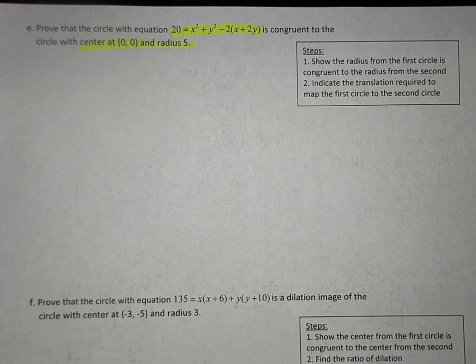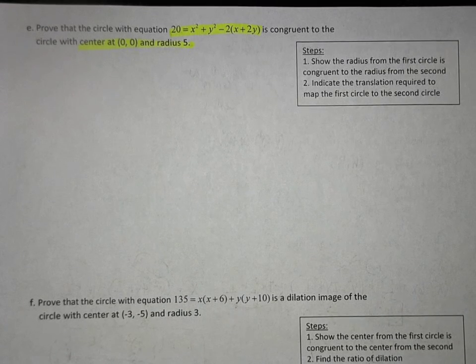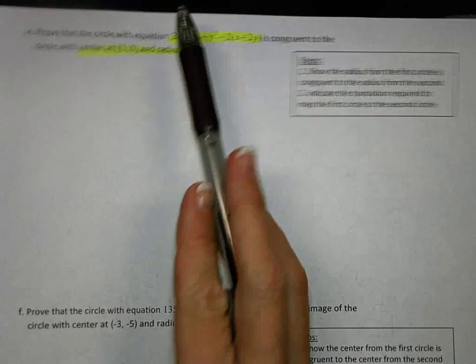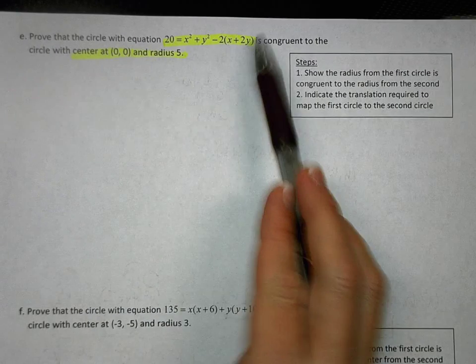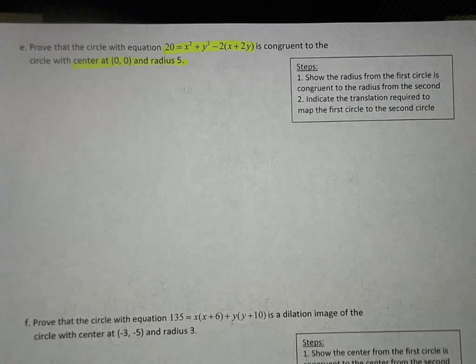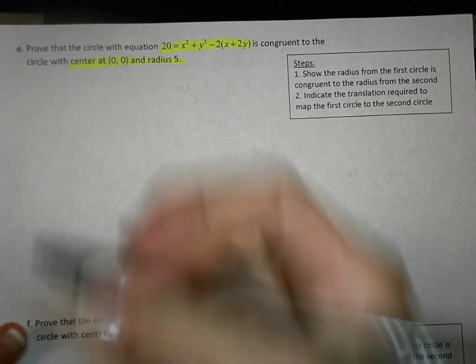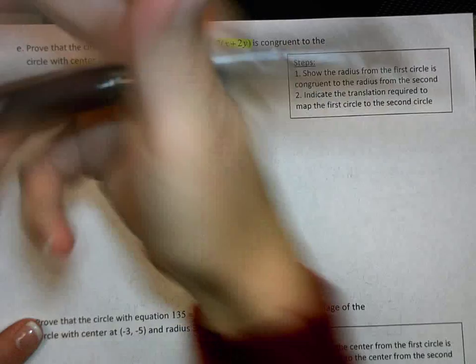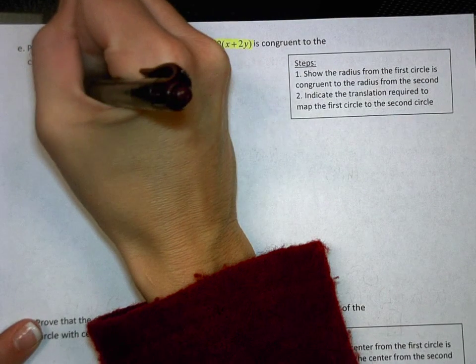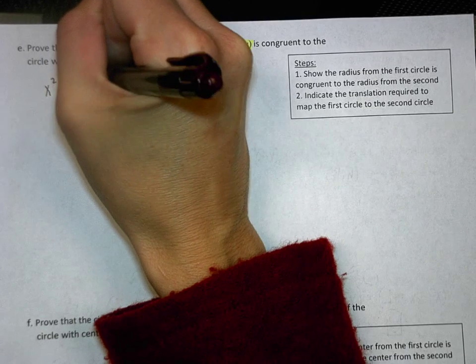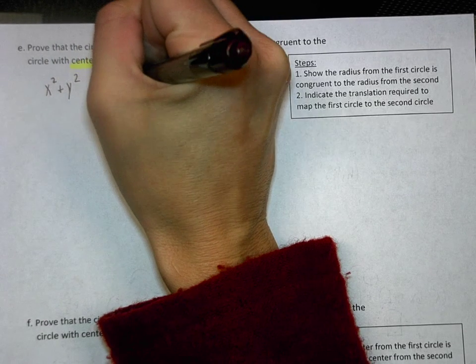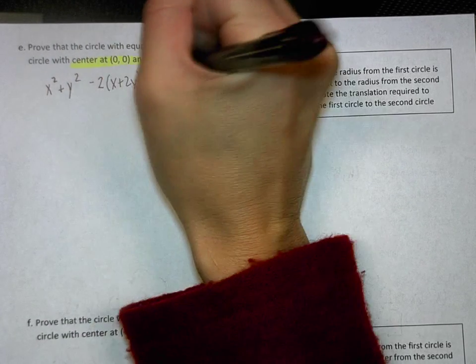Make sense? Okay. So number one, I don't like how 20 is on the left and everything else is on the right. Okay? So I'm just going to flip around the entire equation. Whenever you flip everything around, you don't have to change any signs. You don't have to do any subtracting or anything. You can just flip everything. So we're going to write this as x squared plus y squared minus 2 parentheses x plus 2y equals 20.